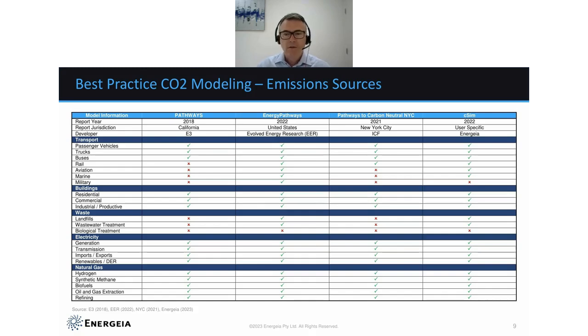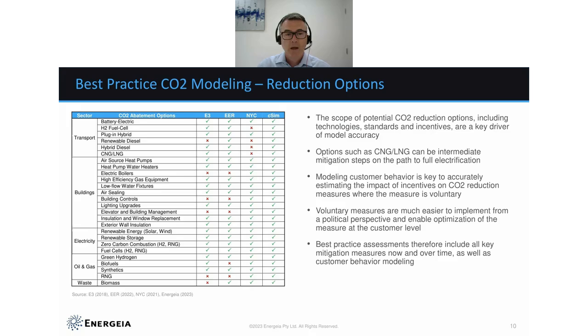Residential, I mean, the buildings are pretty uniform across all of the examples. On the waste side, we focus on waste as a potential source of zero carbon fuel, as well as the emissions themselves. We've included here biological treatment because it was in a best practice framework that we reviewed, but you see here that nobody is looking at biological treatment as part of their modeling sources. You have electricity, which is largely covered in natural gas, the different ways that you could decarbonize natural gas.